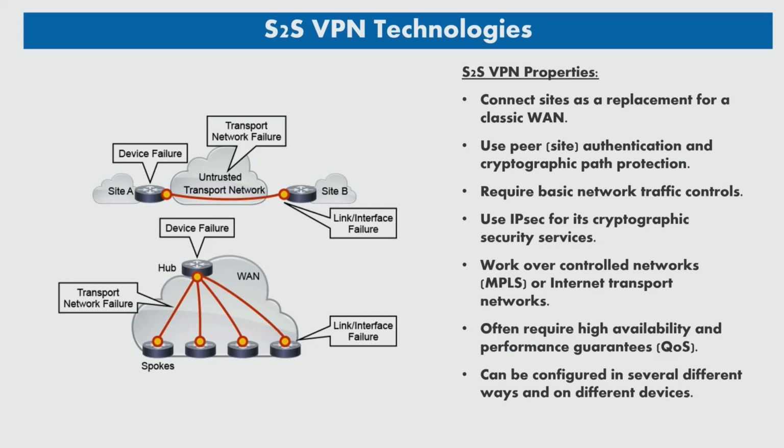So site-to-site VPNs, right, have the following properties. Of course, it connects sites as a replacement for a classic WAN. It uses peer or site authentication and cryptographic protection. It requires basic network traffic controls. It uses IPsec for its cryptographic security services. It works over controlled networks like MPLS or internet transfer networks. It often requires high availability and performance guarantees like in QoS, right? And it can be configured in several different ways on the different services.